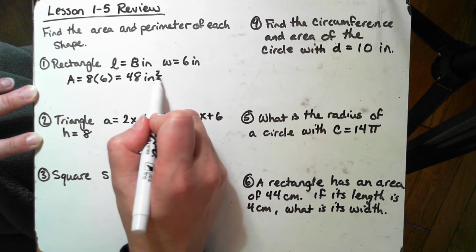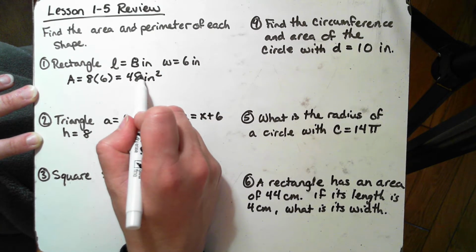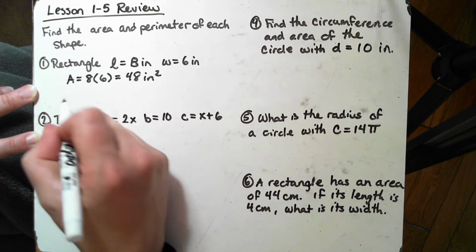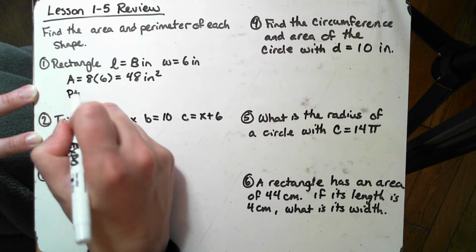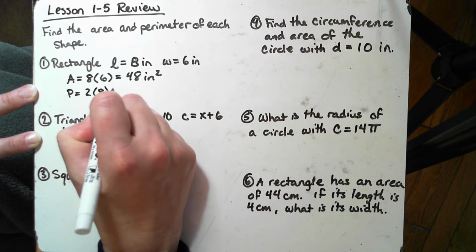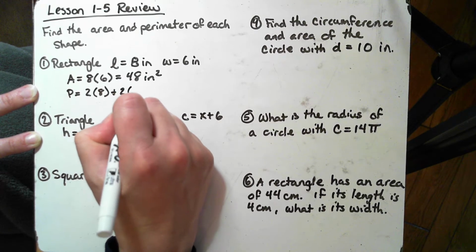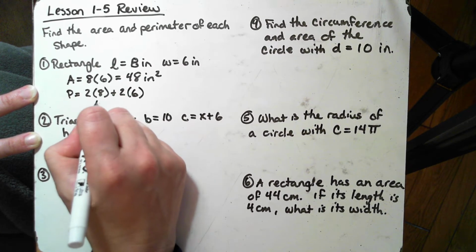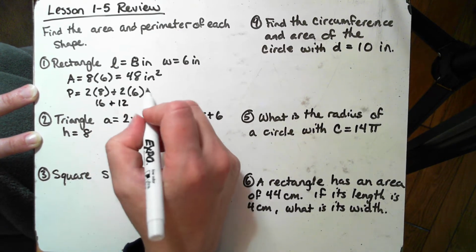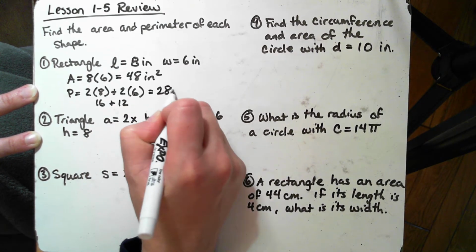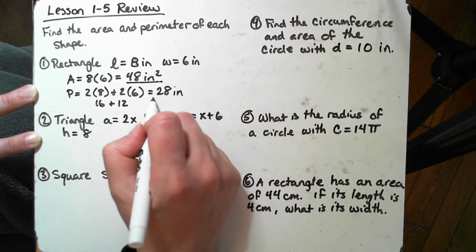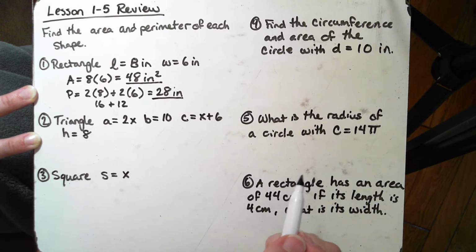Now remember, this square does not go on the number because that would change this number to a much bigger number. It has to be on the measurement. Now the perimeter of a rectangle is 2 times the length plus 2 times the width. 2 times 8 is 16, 2 times 6 is 12, and 16 plus 12 is 28. So it's 28 inches. So my answers are 48 inches squared and 28 inches.